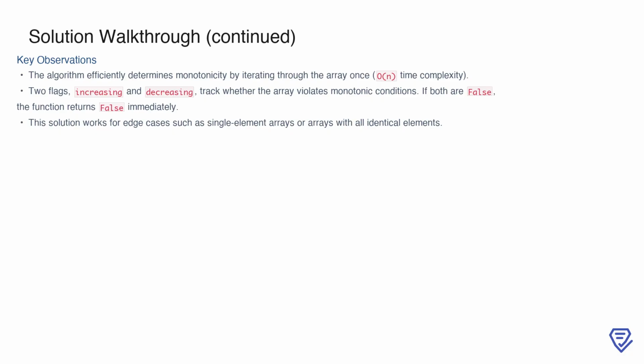iterate. If both flags are set to false at any point, we can immediately determine that the array is not monotonic. This solution also handles edge cases effectively, such as arrays with only one element or arrays where all elements are identical. These cases are inherently monotonic, as there are no comparisons that can violate the conditions. Overall, this algorithm provides a simple yet robust way to determine the monotonicity of an array.